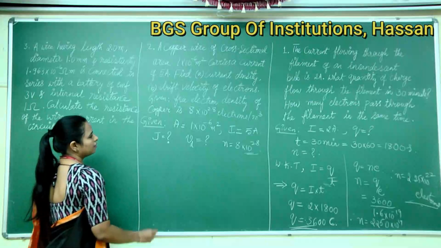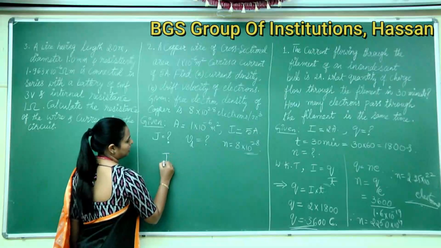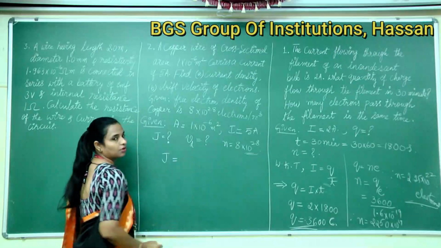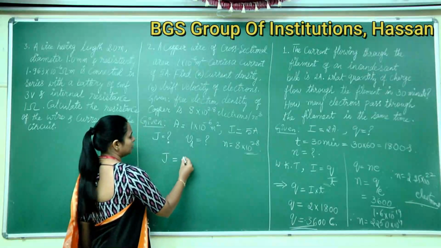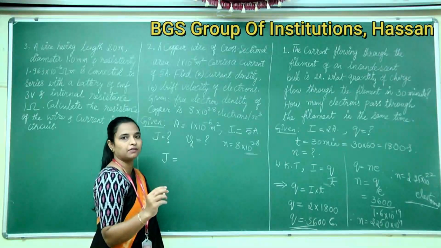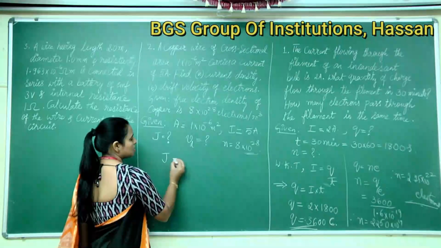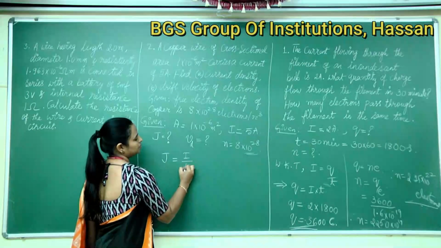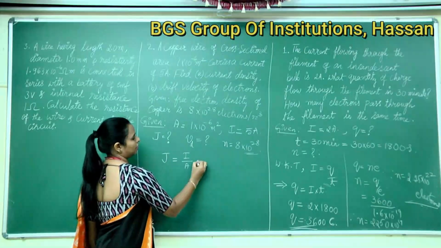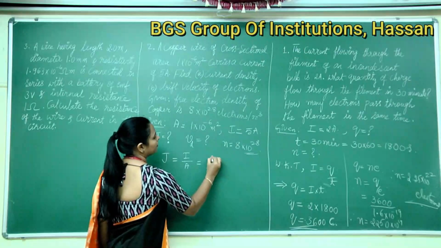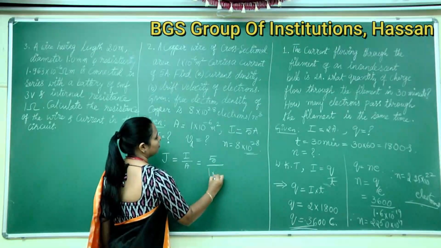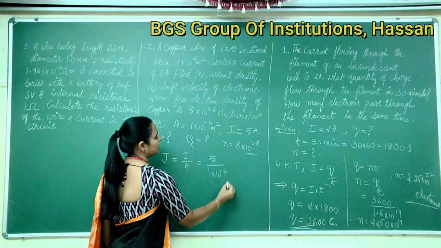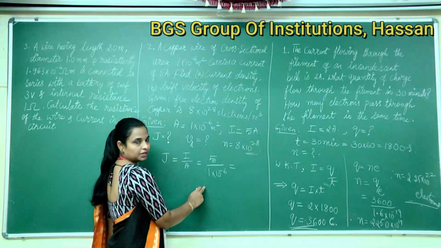So first we will calculate the current density, that is J is equal to, what is the formula? You have to remember each and every formula from this chapter. J is equal to I by A. Now substitute the value, 5 divided by 1 into 10 power minus 6. 5 by 1 is 5.